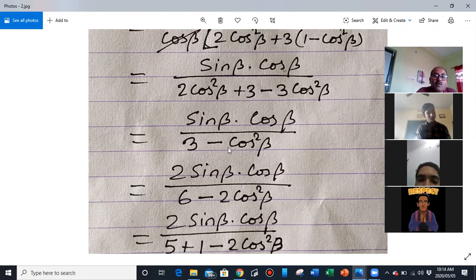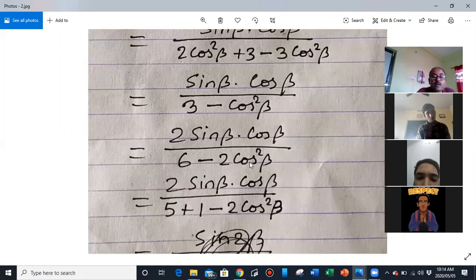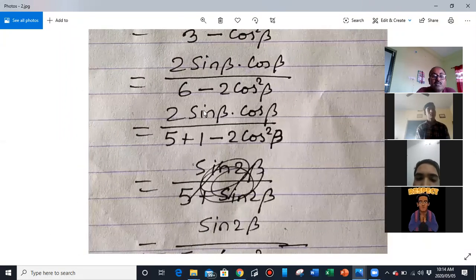Minus cos square beta. Now multiply by 2 in numerator and denominator. The numerator will be 2 sin beta cos beta upon 6 minus 2 cos square beta, 2 cos square beta. So here one change we will do: 6 as 5 plus 1. Is it? Yes, sir. We can write 5 plus 1 minus 2 cos square beta.